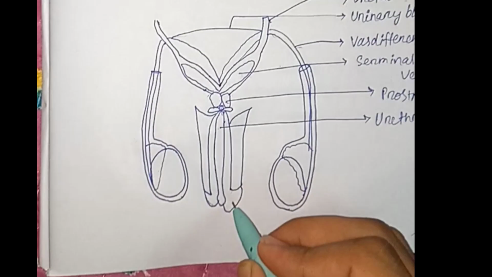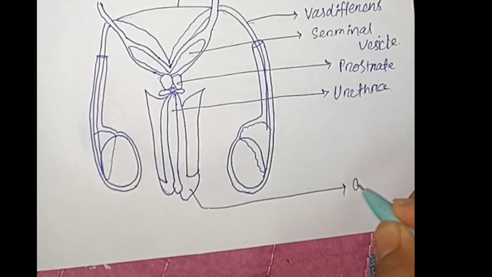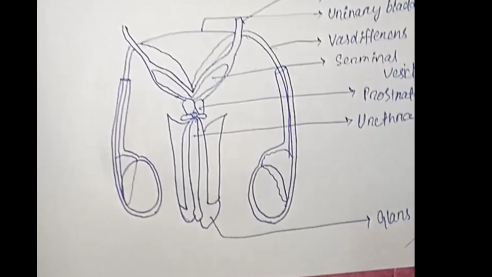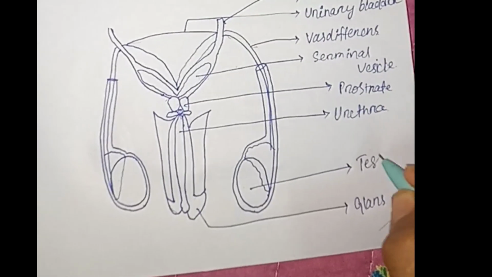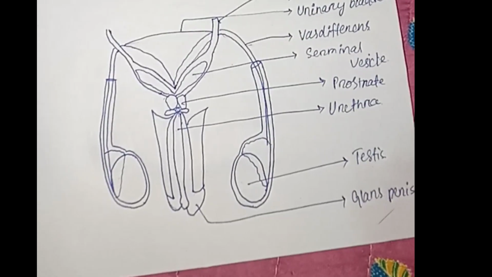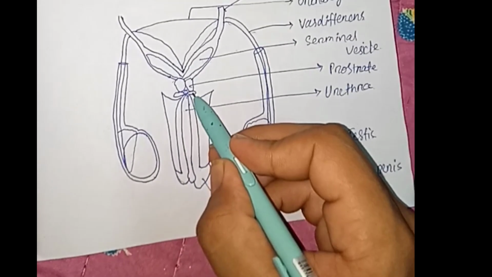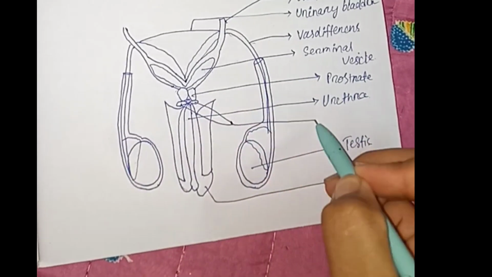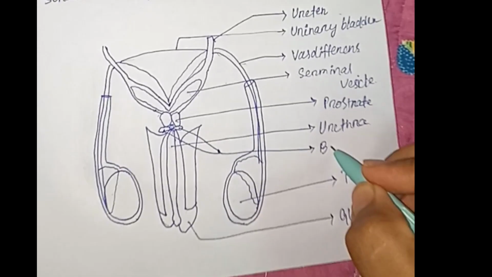Then glans penis. Then it is called testis. And these two are called bulbourethral glands.